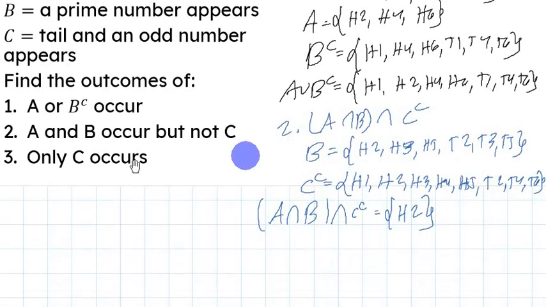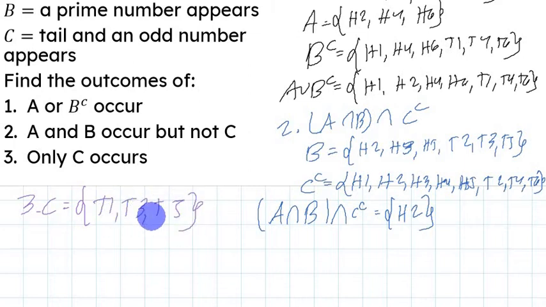Lastly, only C occurs. So for C is a tail and an odd number, that would be T1, T3, T5. And there you go.